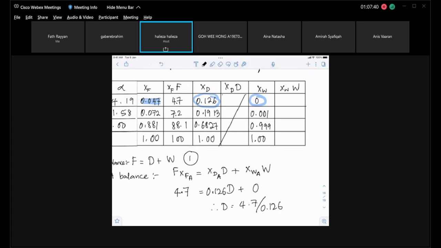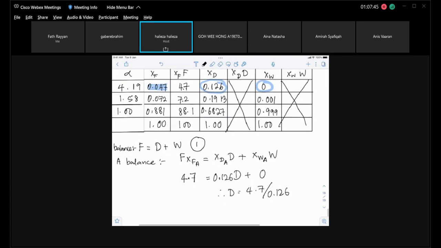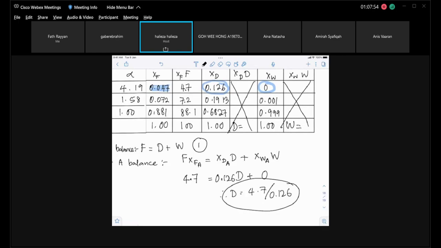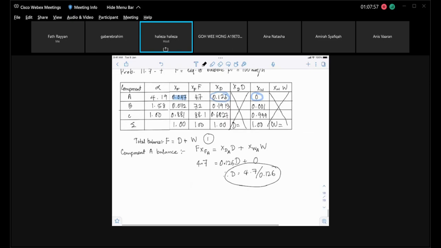Once you have done that, you should be able to fill up the rest of the table over here, because you know what your distillate is based on the calculation here, and what your W is. So that is the first part: calculate the flow rate for your distillate and the bottom product. Let me give you the answer. When you do the calculation, 4.7 divided by 0.126, the answer is equal to 37.342 roughly.